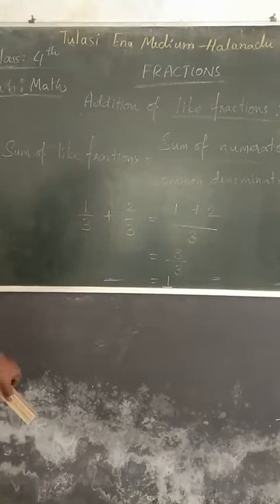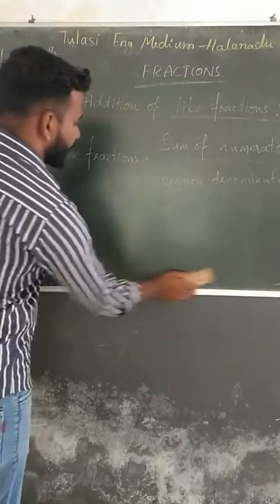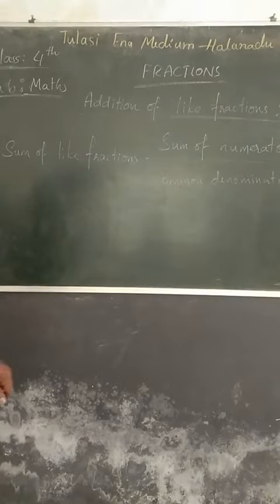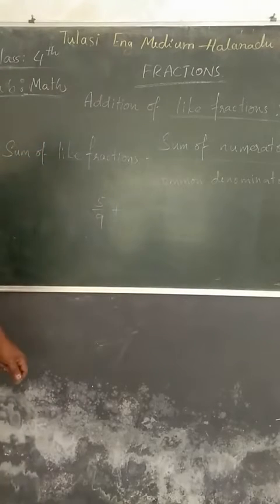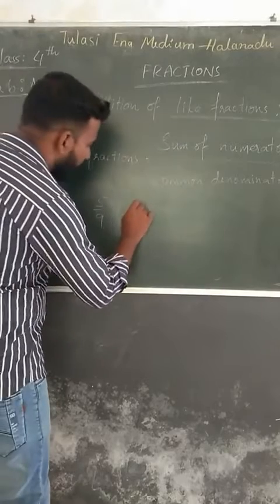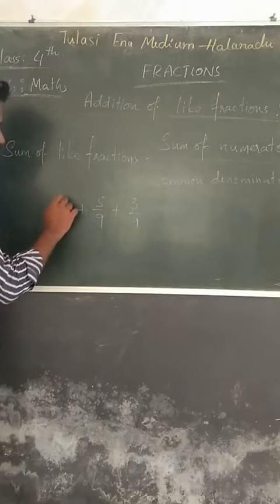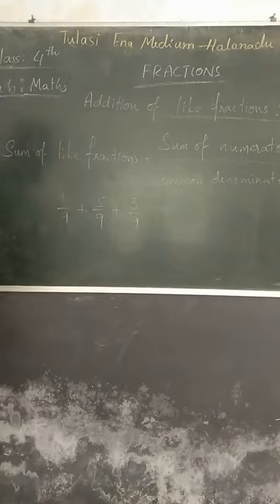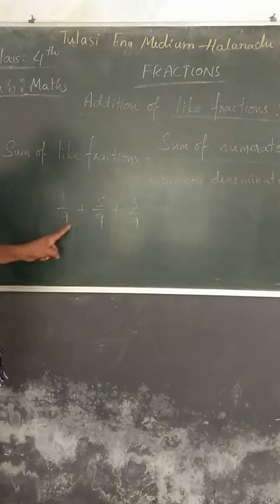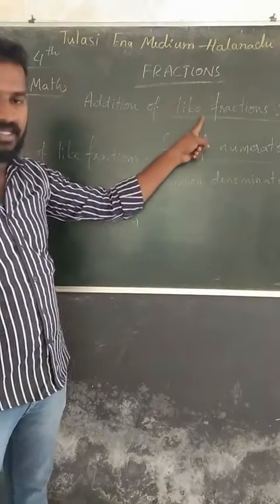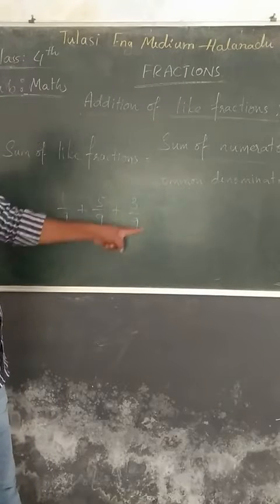One more example. 5 by 9 plus 3 by 9. I'm adding one more, 1 by 9. Why did I write the denominators the same? Because it's addition of like fractions. All the given fractions are like fractions.